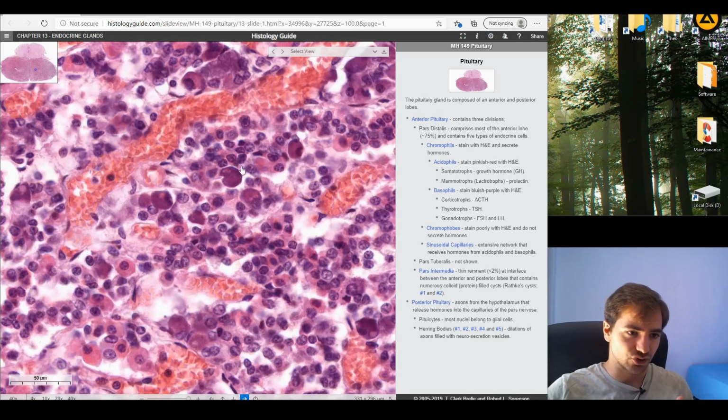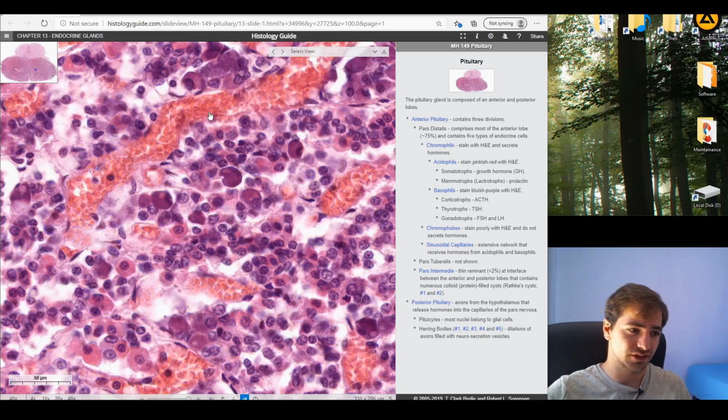Now, in this exact location, we're going to see few chromophobes. Exactly, these cells are not stained. Check the cytoplasm, always the cytoplasm. In these specific cytoplasms, we're not going to find any specific acidophilic or basophilic staining. This is a very typical basophilic staining, and this is a very typical acidophilic staining.